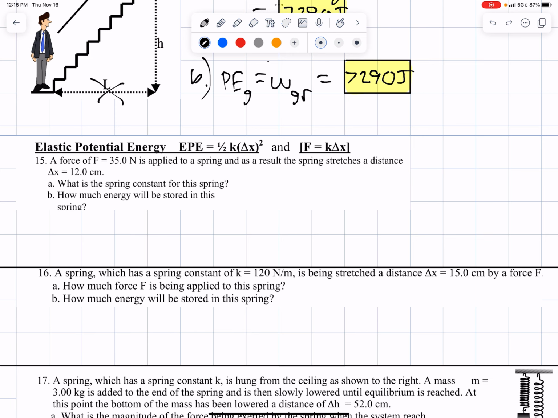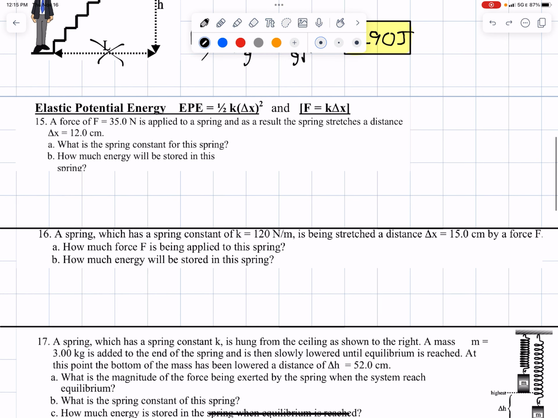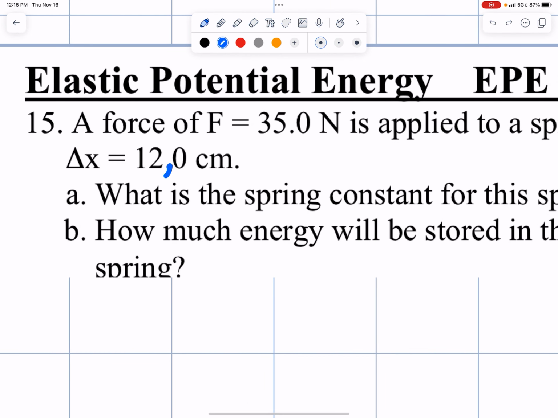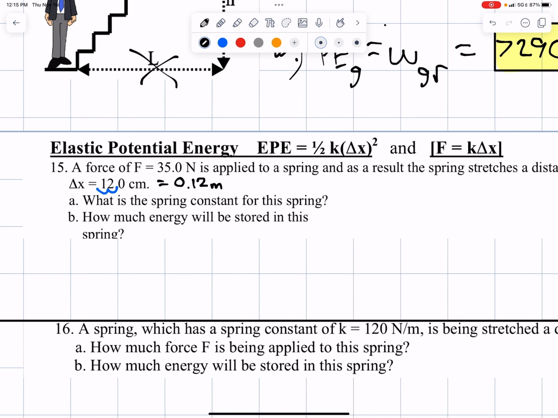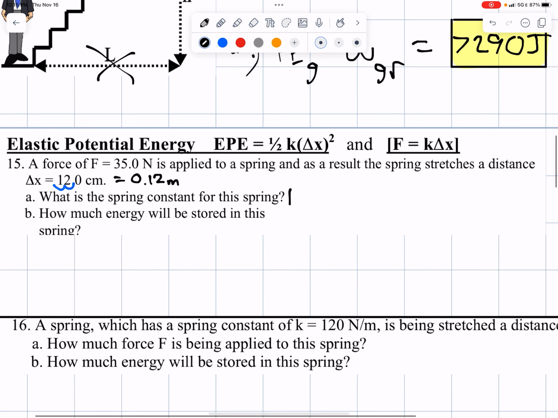Okay, so a couple of things. Make sure that you have things in the right unit. If you see centimeters, remember to convert those to meters. If you see grams, remember to convert those to kilograms. All right, number 15, let's read. A force of 35 newtons is applied to a spring, and as a result, the spring stretches a distance of delta x 12 centimeters. So I just got done saying change it to meters, right? So that means this is going to be 0.12 meters. Okay, so part A is looking for spring constant K.